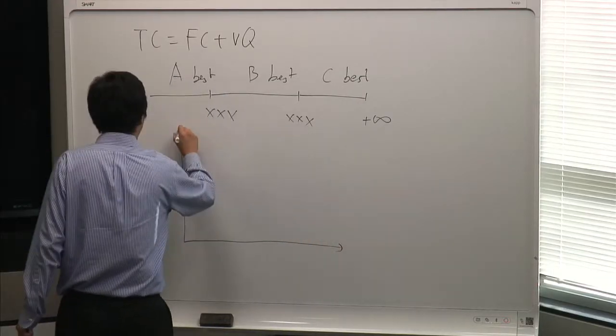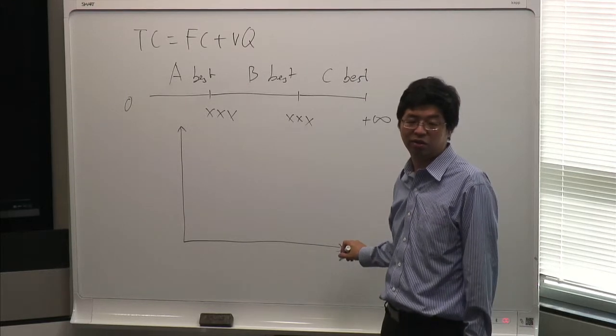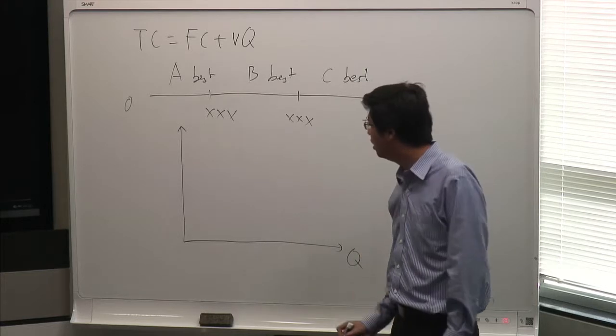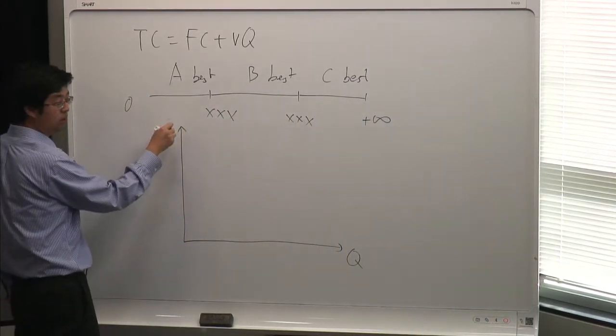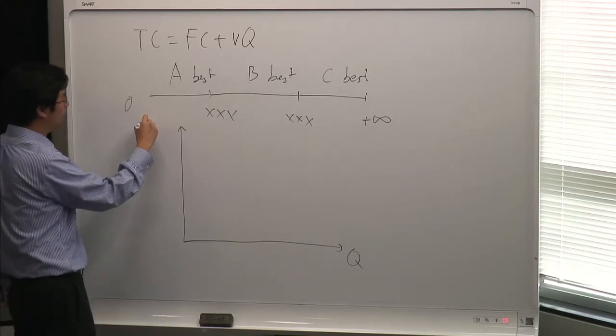So the first thing everybody should do is plot. So what is the x-axis here? Quantity? Yes, very good. It's Q. What is the y-axis here? Fixed cost? No, it's the total cost.